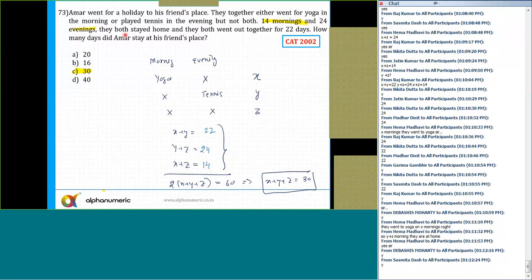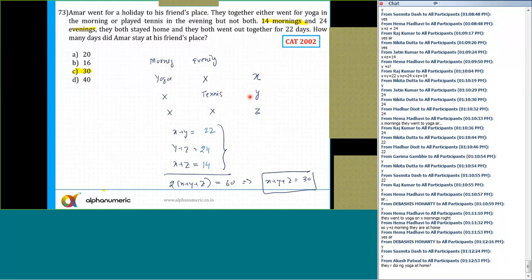And when I say 24 evenings, they stayed home. So 24 evenings, they are staying home means what? Either on those days they are playing tennis or they are doing nothing on those evenings. So I can say that is Y plus Z.